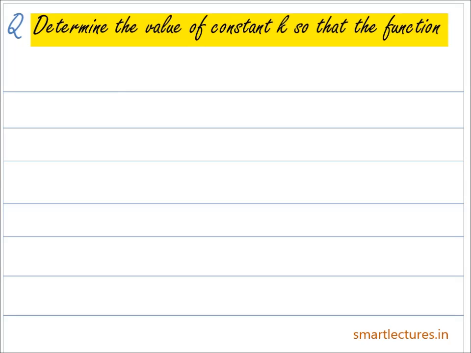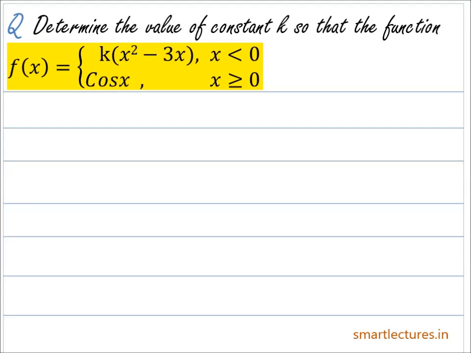Now let's solve one more question. Determine the value of constant k so that the function f of x given by f of x is equal to k into (x square minus 3x), where x is less than 0, and f of x is equal to cos of x, where x is greater than or equal to 0, is a continuous function.